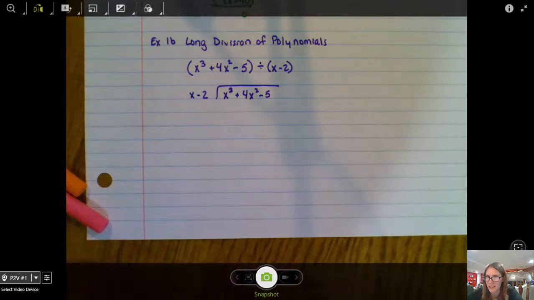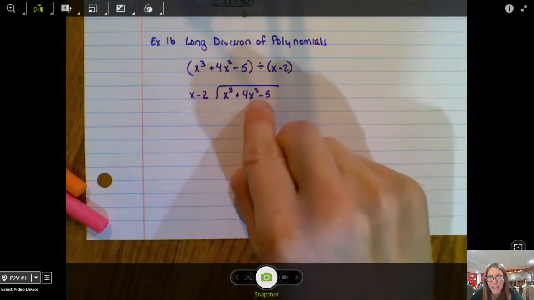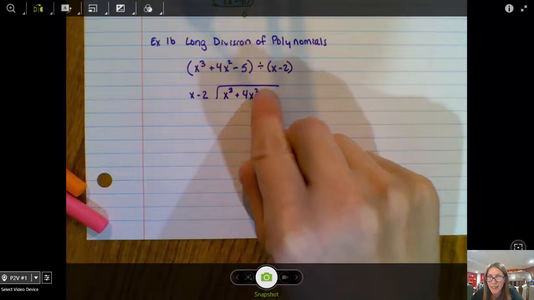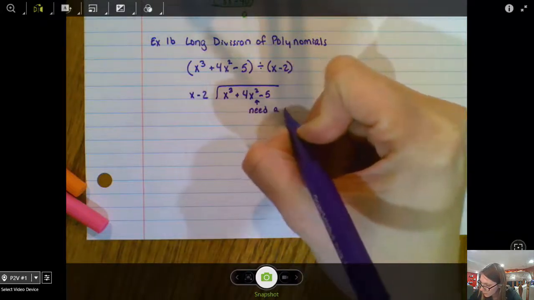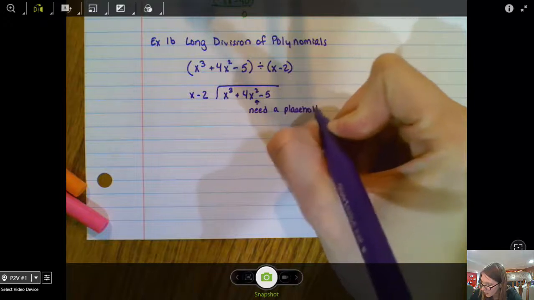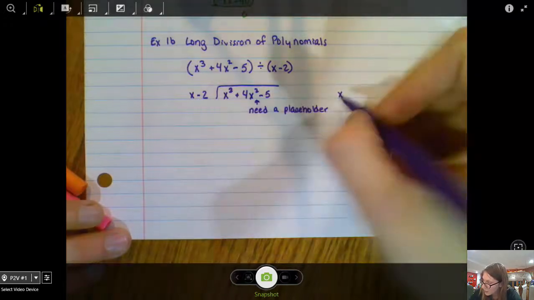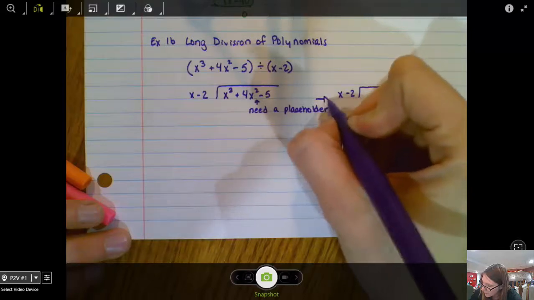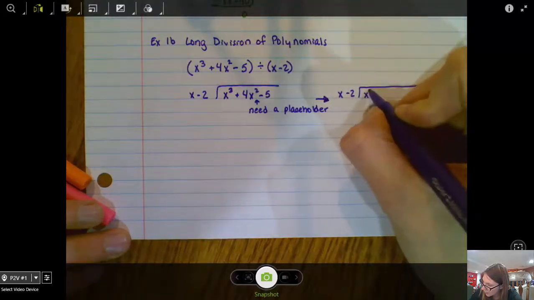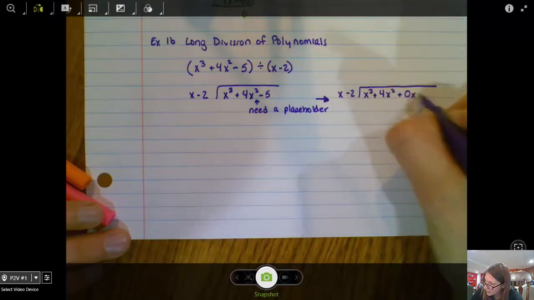There might be something you notice here though. Underneath, I have my x to the third, I have my 4x squared. I don't have an x term though. So really, I want to rewrite this. I want to have a placeholder. Anytime we are missing a term, we need to rewrite this so that we have a placeholder, okay? So you could just rewrite this in your notebooks. I'm going to rewrite this to the side. I really want this to be x to the third plus 4x squared plus 0x minus 5.